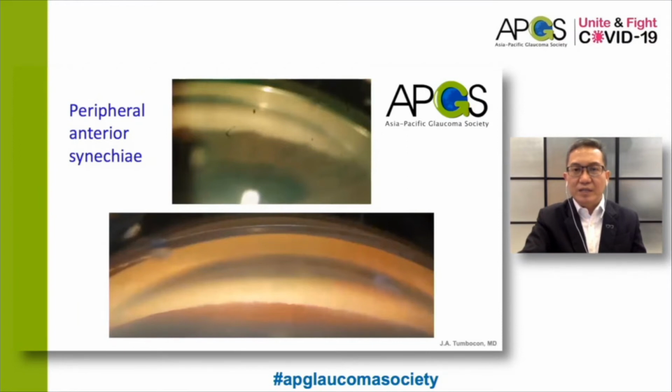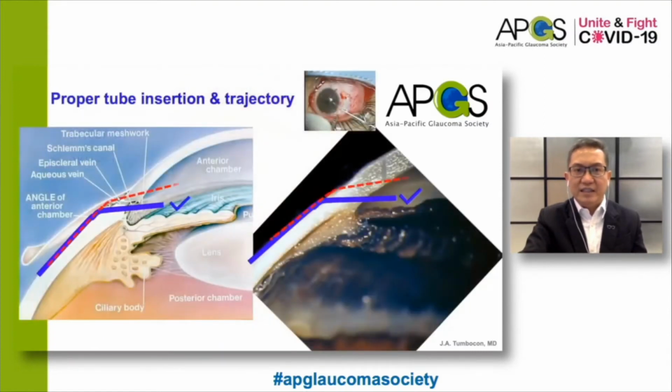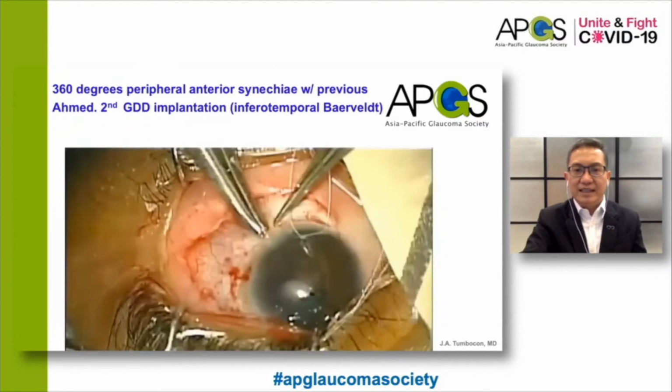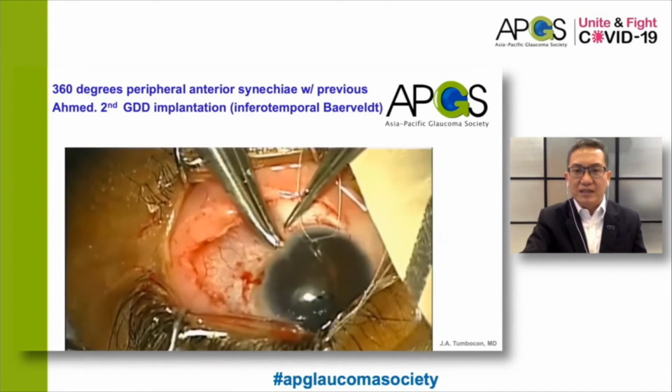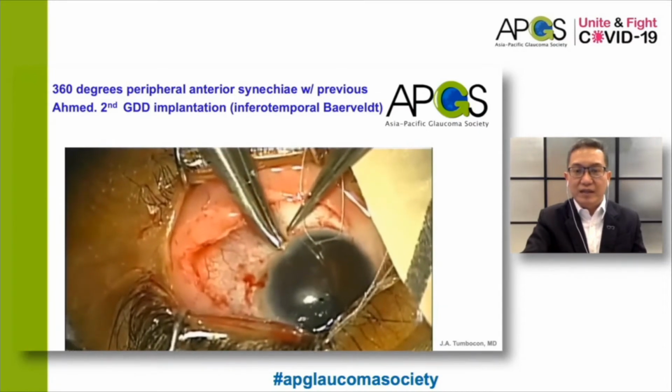Inserting a tube in eyes with peripheral anterior synechiae could be a bit tricky because the ideal internal entry of the tube should be at the trabecular meshwork. If you have peripheral anterior synechiae, there's a chance that you could snag the iris as you insert the tube. Just like what happened in this case. This eye was receiving a second implant inferotemporally, and as I was inserting the tube, I couldn't see the tip of the tube going into the anterior chamber and realized that it was going posterior to the iris.